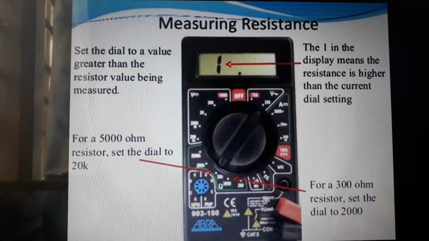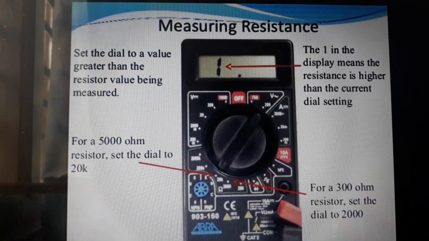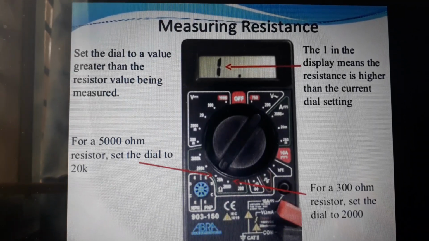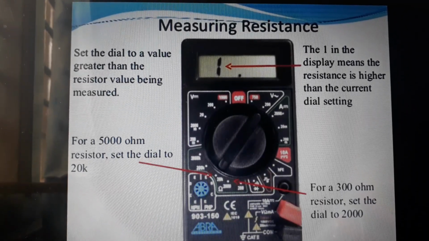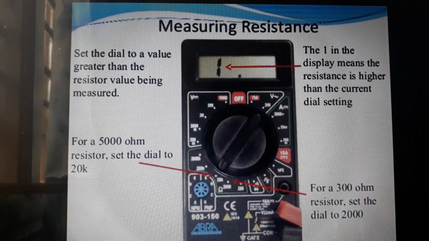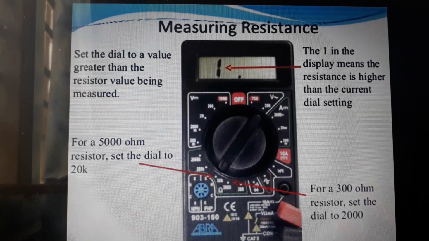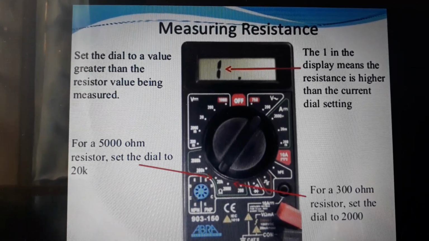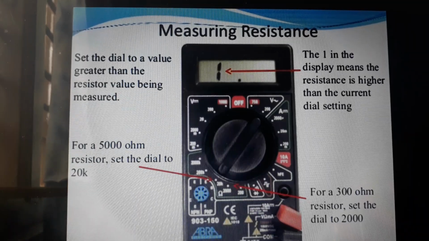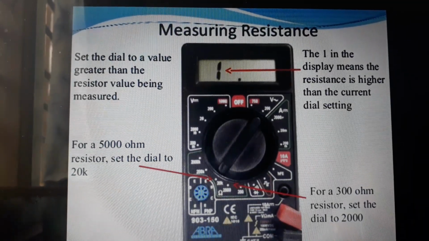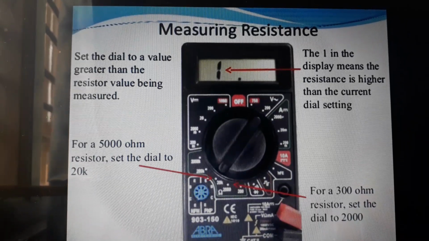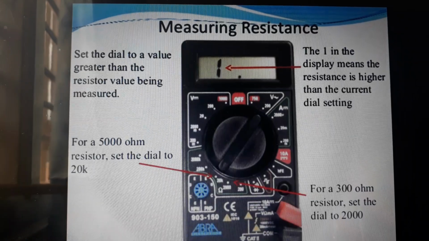Next, for measuring resistances, here also it is the same case. For measuring the resistance, we have to set the dial to a value greater than the resistance value being measured. That range should be greater than the measured value. See here, the display box is indicating 1. The 1 in the display means the resistance is higher than the current dial setting. The resistance is higher than the current dial setting.